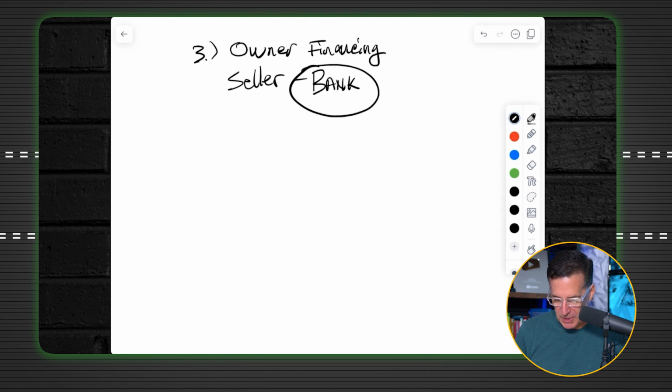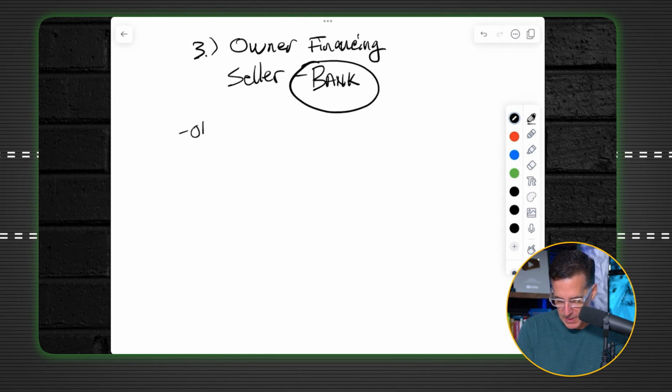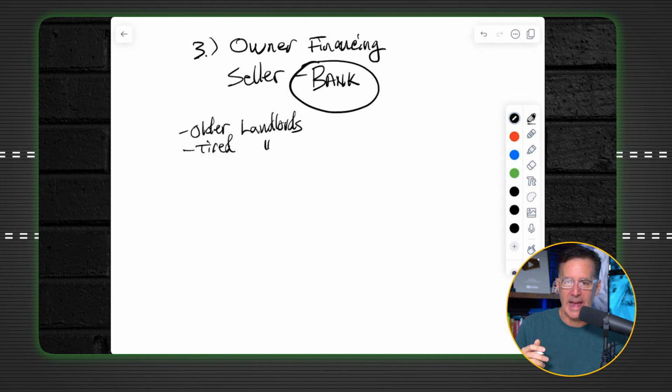Most of the people I deal with on owner financing are older landlords. Sometimes they're tired landlords. And here's what they want. They always seem to want a certain price target number. And guess what? Nobody wants to meet it. Wholesalers never meet it. Realtors can't meet it. So these properties tend to sit on the market for a long time. And most of these people are usually financially well off. They're very happy with their situation. They just kind of want to get rid of this property.